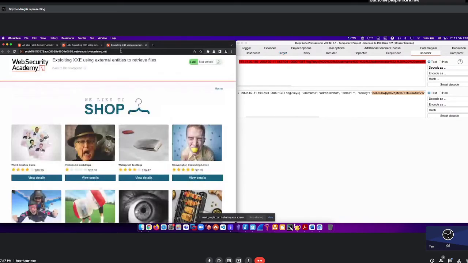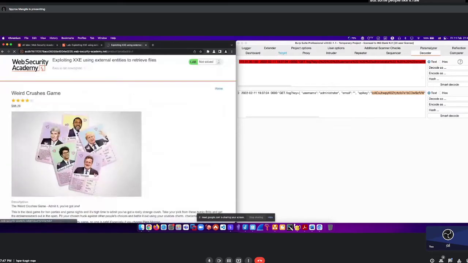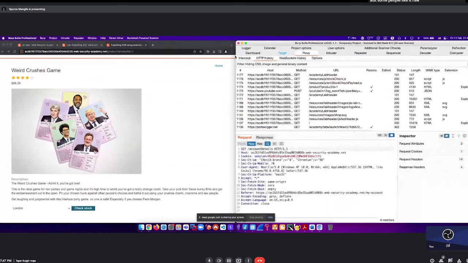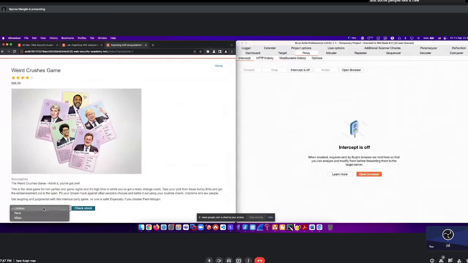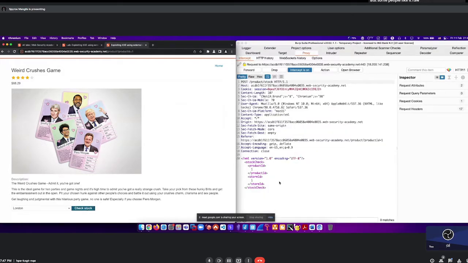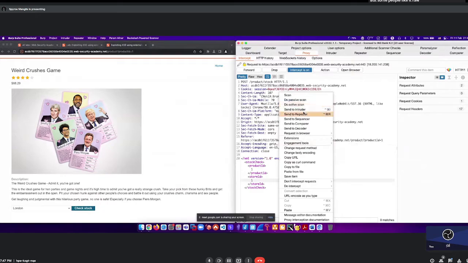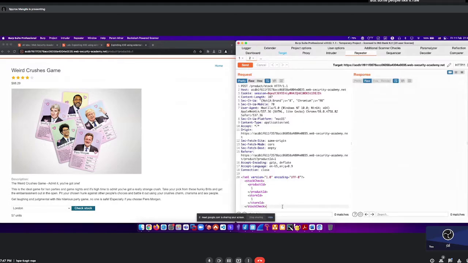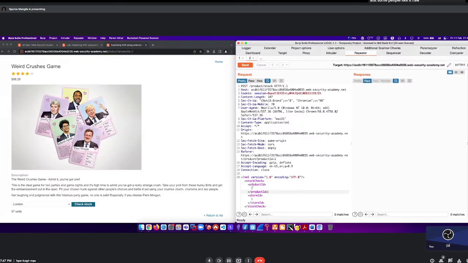Oh, there is no login here. Okay, cool. Okay, let me go to my proxy settings and let me intercept here and let's check the stock. All right, I will send that directly to repeater. Okay, here we see that it's sending an XML, in this case with the product ID and the store ID.